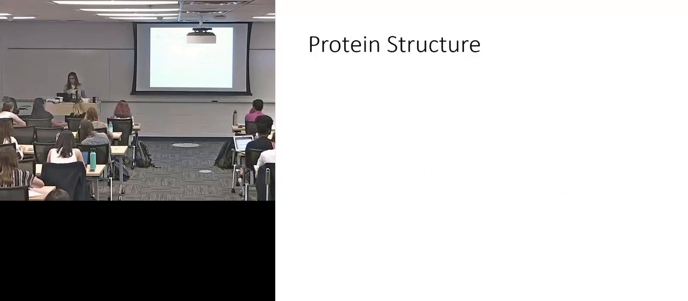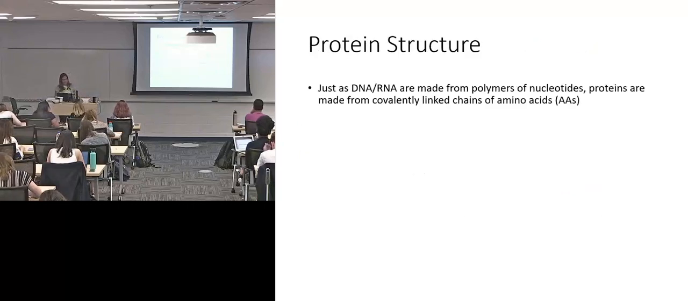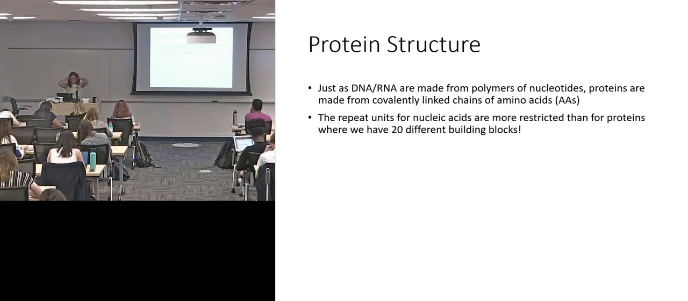Okay, protein structure. So just as DNA and RNA are made from polymers of nucleotides, proteins are made from covalently linked chains of amino acids. An individual amino acid is our monomer, and when they're all together in a long chain, we have our protein. The repeat units for the nucleic acids were more restricted in the sense that there were only 4. We kind of defined them by the 4 possible bases. For amino acids, we have 20.